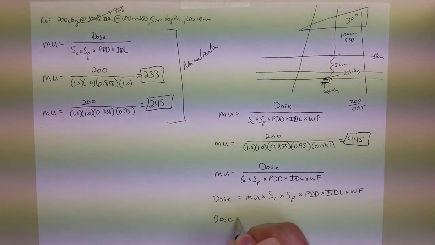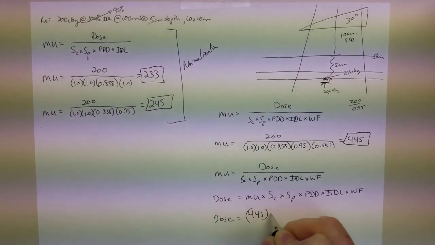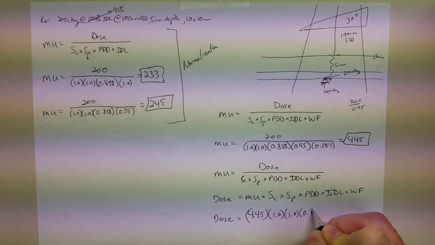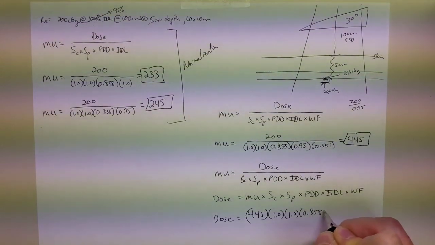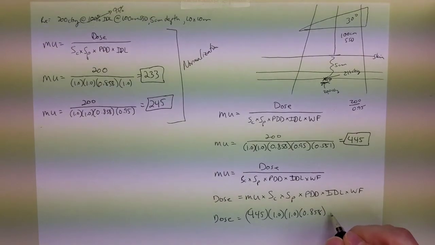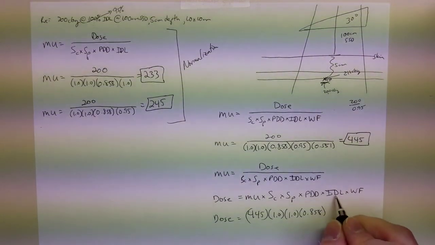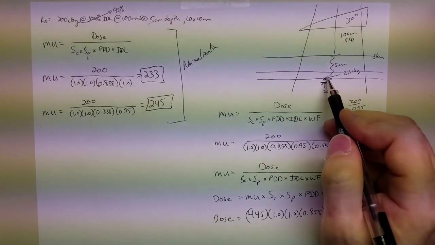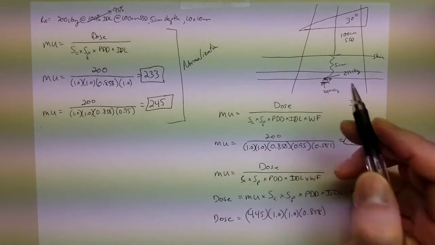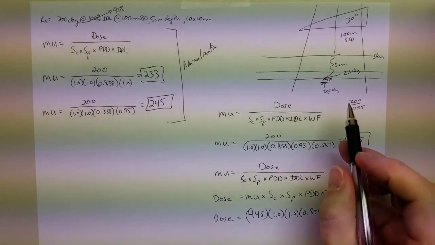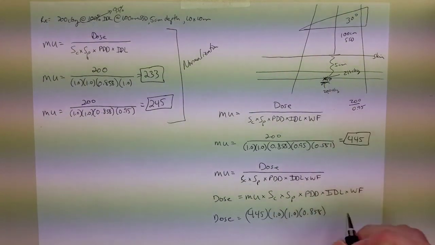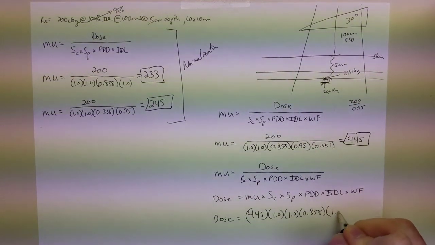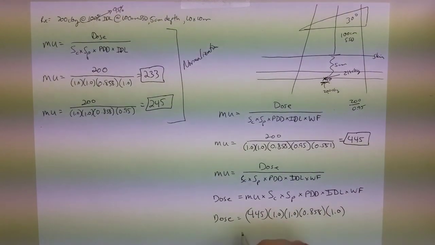So my dose at that calc point is going to be 445 MU. Collimator scatter factor and phantom scatter factor are both 1. My percent depth dose is still the same. I'm at the same depth, 0.858. Okay. I don't want to include the isodose line percentage in this because I want to know what the dose delivered at the calc point is. If I wanted to know what the dose delivered at the 95% isodose line was, I would include that here. But I want to know what the dose at the calc point is. And then my wedge factor is 1.0 since I forgot my wedge.